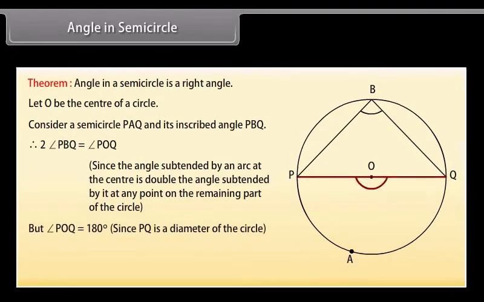But angle POQ is 180 degrees because PQ is the diameter of the circle. So 2 angle PBQ is equal to 180 degrees. Therefore, angle PBQ is 90 degrees.